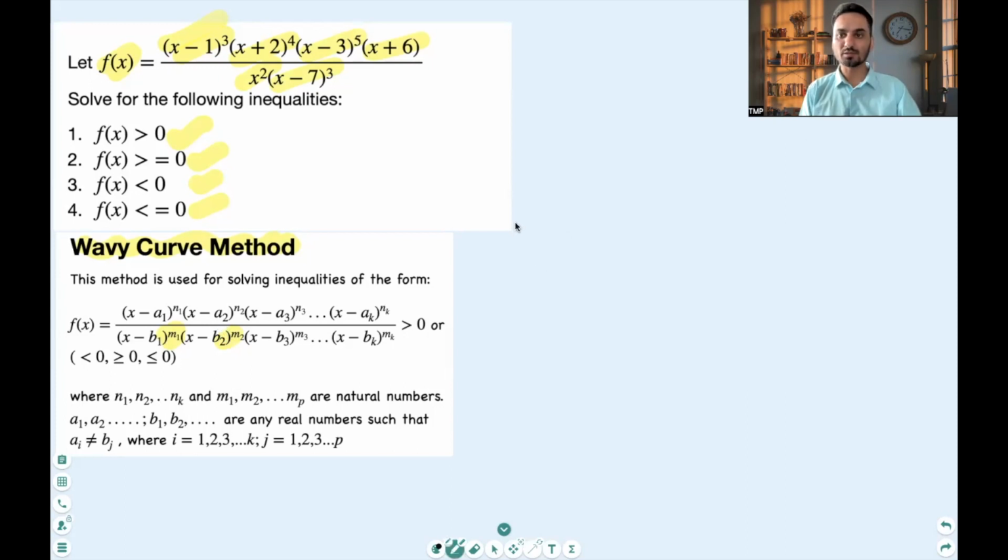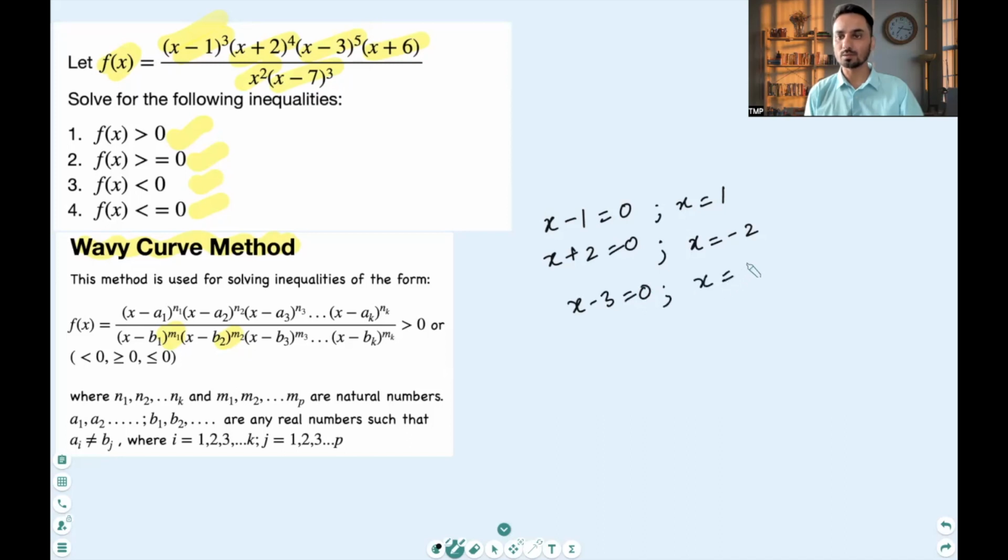Now let's dive into the explanation part. Whenever you're given any inequality and you want to solve it, the first thing is to find the zeros and the points of discontinuity. To find all the zeros, we set each term in the numerator equal to 0. So x minus 1 equals 0 gives x equals 1. Similarly, x plus 2 equals 0 gives x equals minus 2. x minus 3 equals 0 gives x equals 3. And x plus 6 equals 0 gives x equals minus 6.